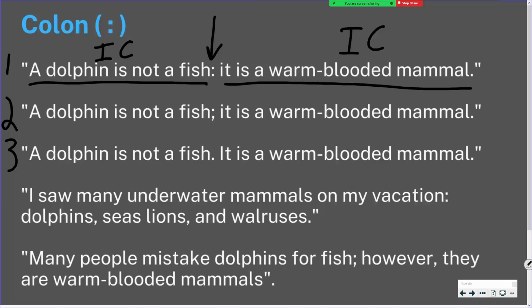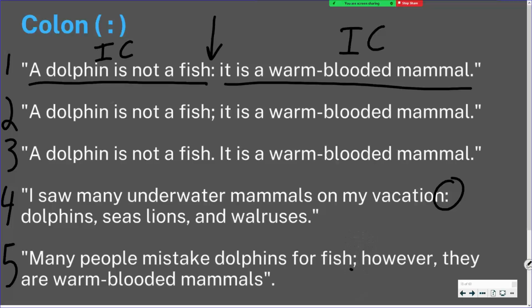Options 1, 2, and 3 have all the same words, different punctuation, right? But they all mean the same thing. They're all different ways you can write a sentence. Now, sentence 4 and 5, I just included for your reference. I saw many underwater mammals on my vacation: so remember, the colon is like, and they were, and here's my list: dolphins, sea lions, and walruses. Many people mistake dolphins for fish; however, they are warm-blooded mammals.